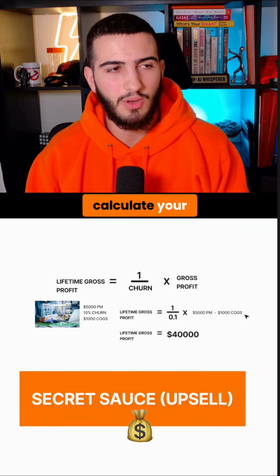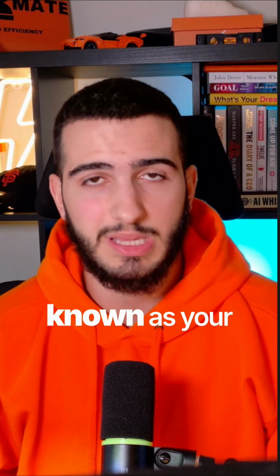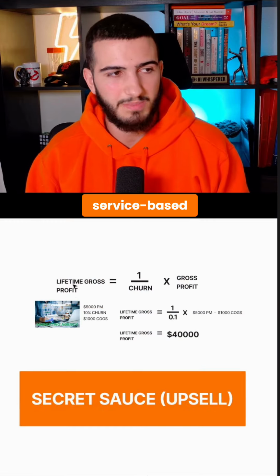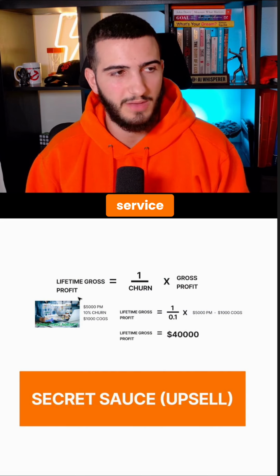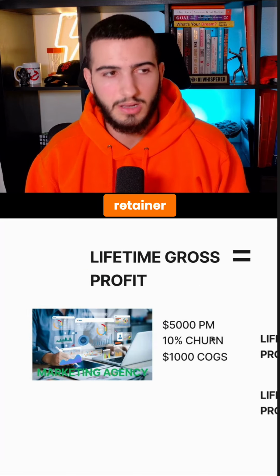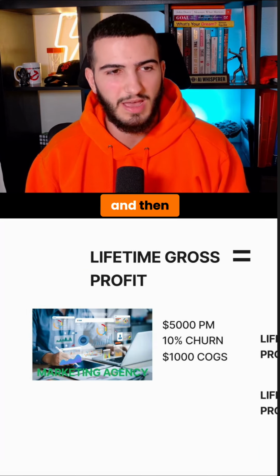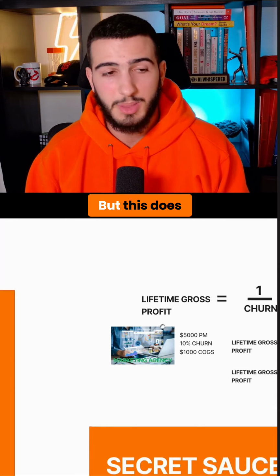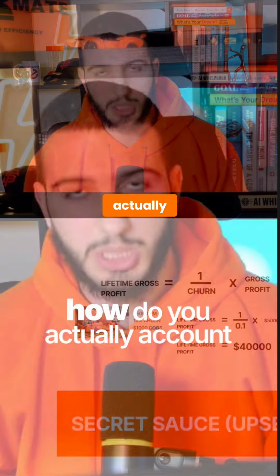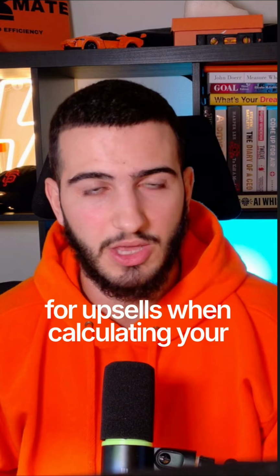This is how you calculate your lifetime gross profit, otherwise known as your LTV, if you're a service-based agency with a recurring service. Over here, we're just getting your average retainer, minusing it from your cost of goods sold, and then dividing that by your churn. But this does not account for upsells. So how do you actually account for upsells when calculating your LTV?